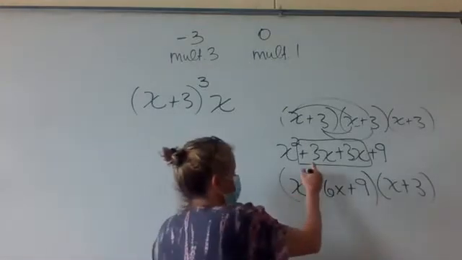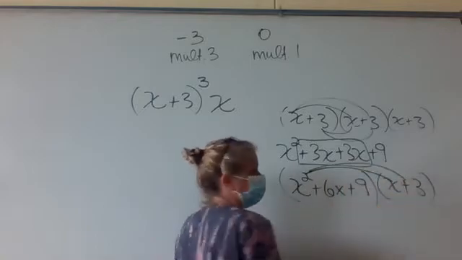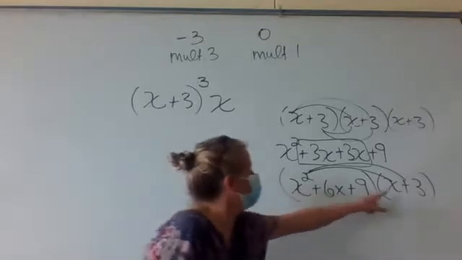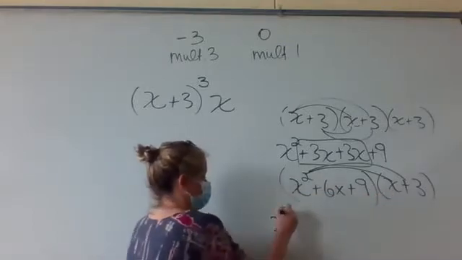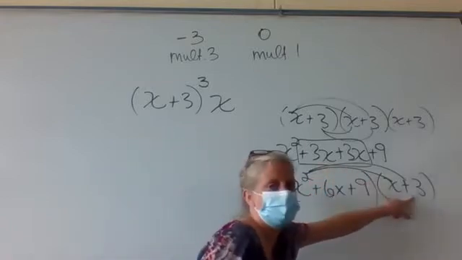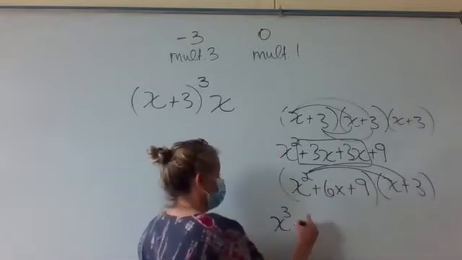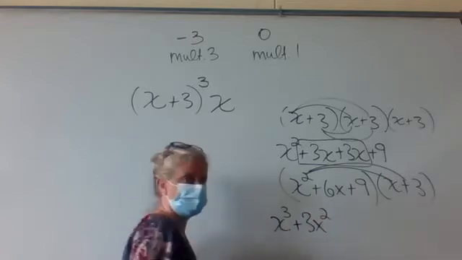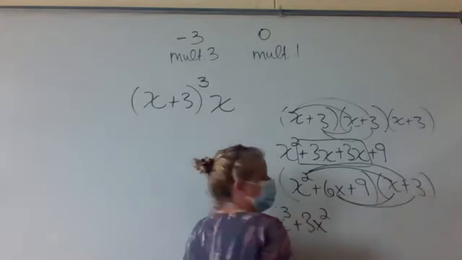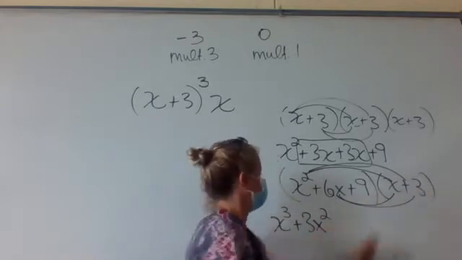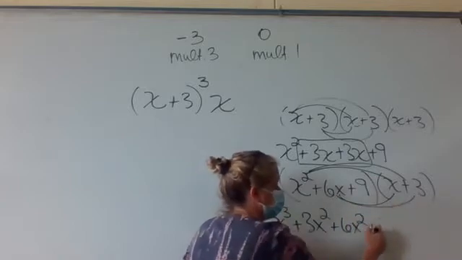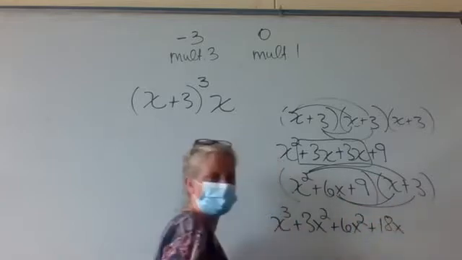So here, I'm going to distribute the x squared to both of those. X squared times x is x to the 3rd. X squared times 3 is 3x squared. Then I'll distribute my 6x to both of these also. 6x times x is 6x squared. 6x times positive 3 is positive 18x.